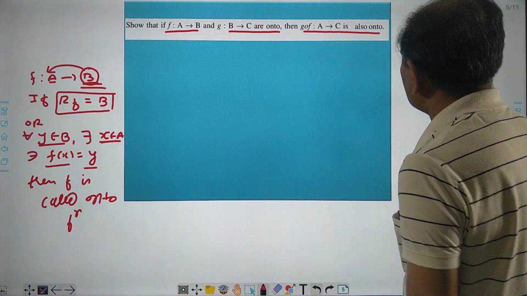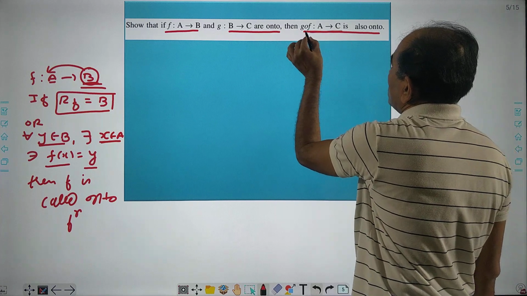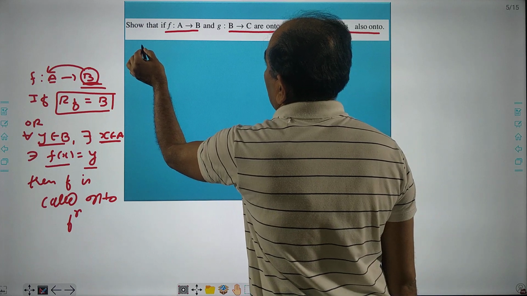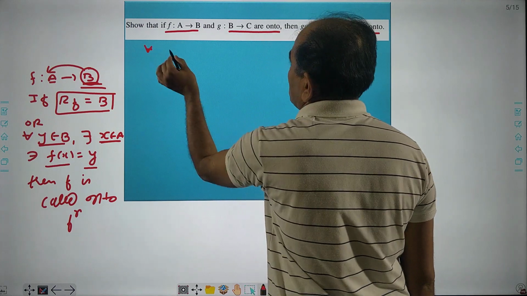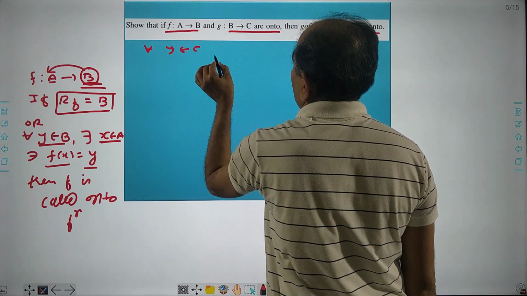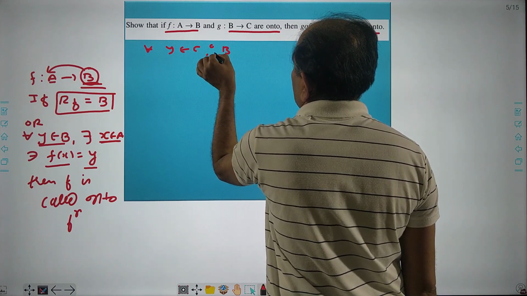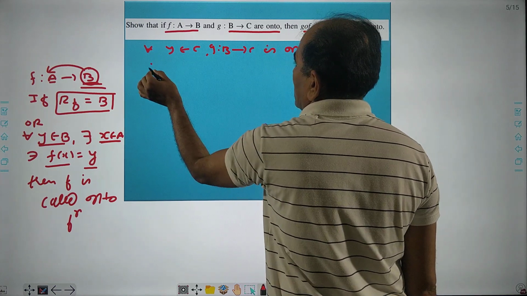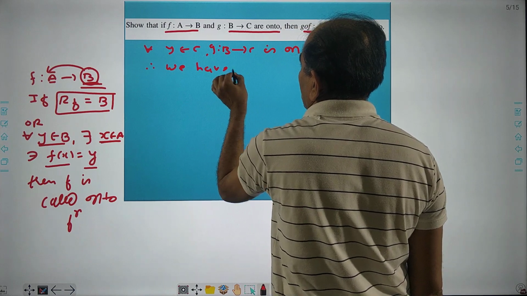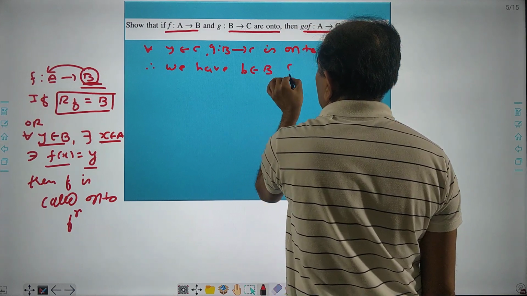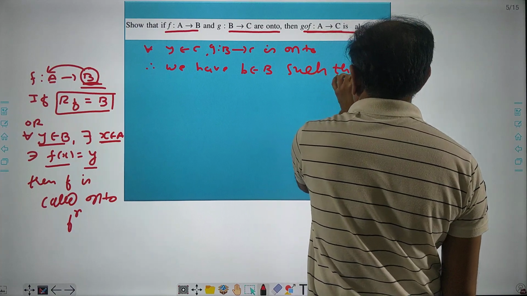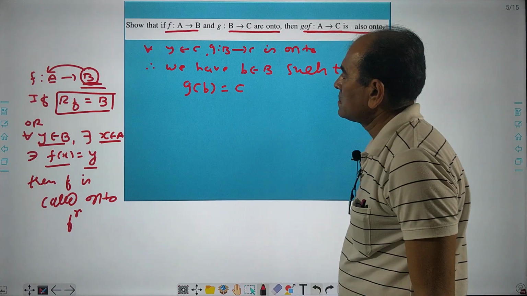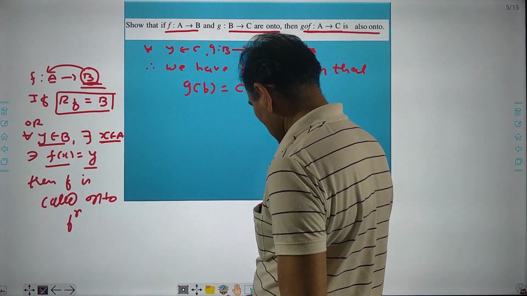Now here we want to show that g o f is also onto. Now let us see. For every y belongs to C, since g from B to C is onto, we have some b belongs to B such that g of b is equal to y.